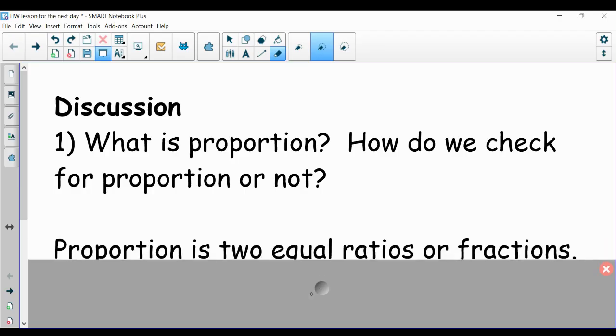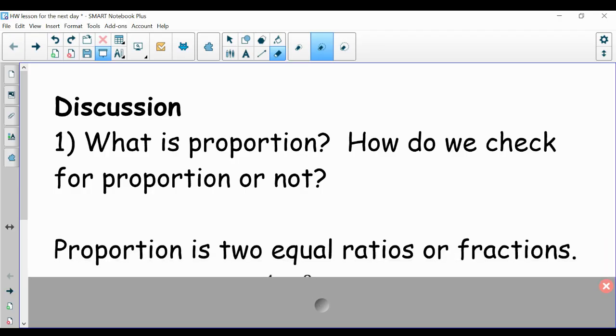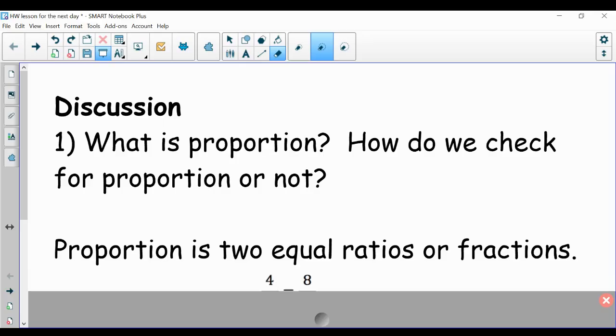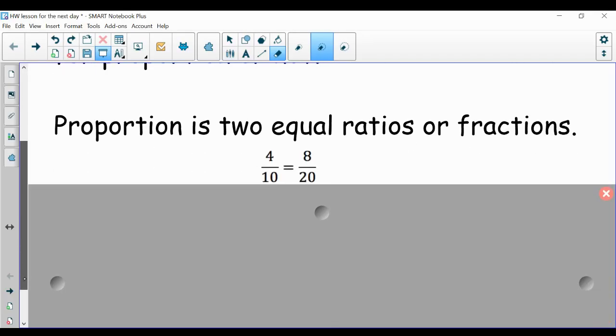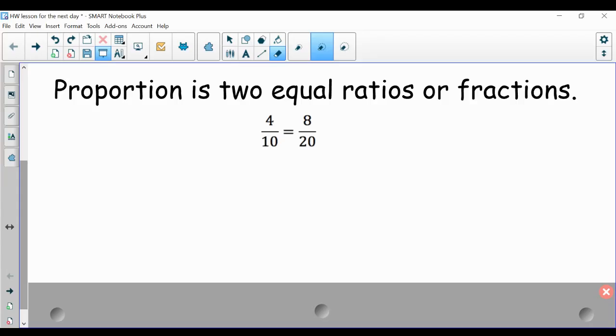So here's the answer. Proportion is two ratios or two fractions. Here I'm just showing you some examples. Ratio means like 4 to 10 and 8 to 20, or you can say 4 over 10 and 8 over 20. Both of them are fractions.